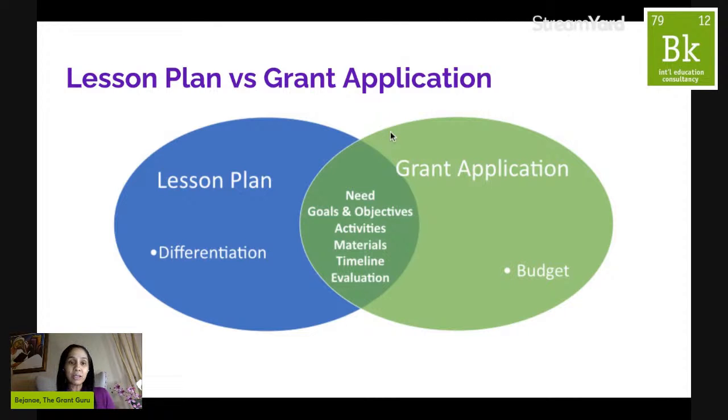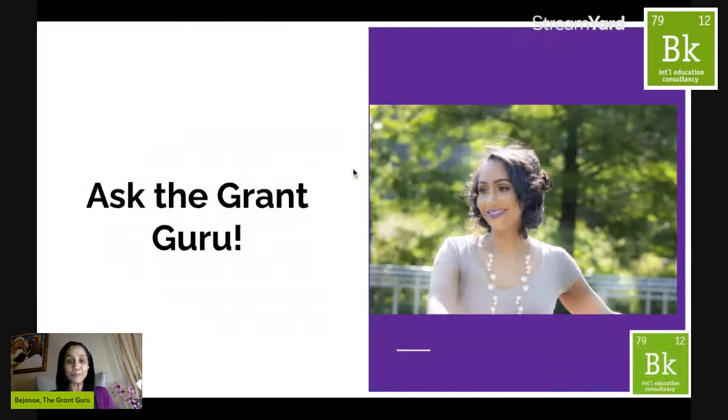So, as you can see here, a lesson plan and a grant application are very similar. And so, educators really do have the foundational skills to be great grant writers. I just want to show you that again, to help build your confidence and give you encouragement in writing either your first grant or writing more grants.